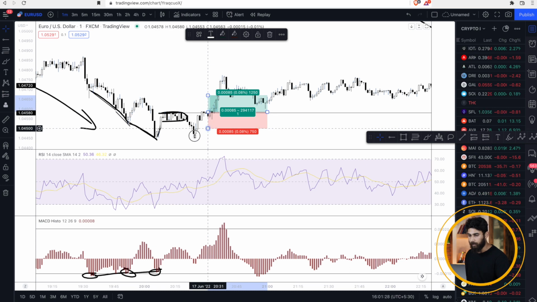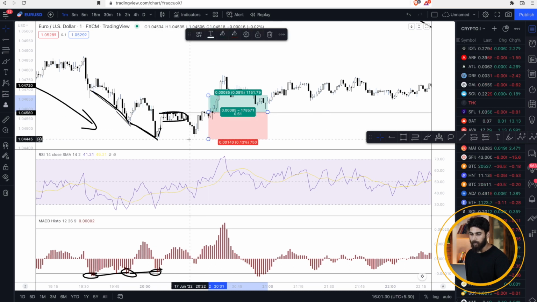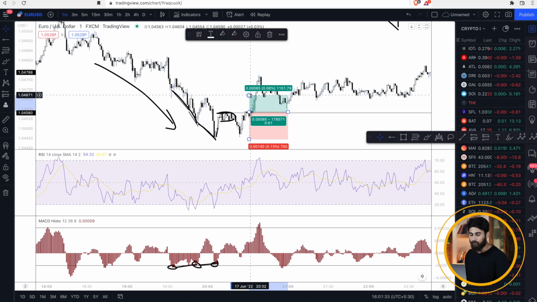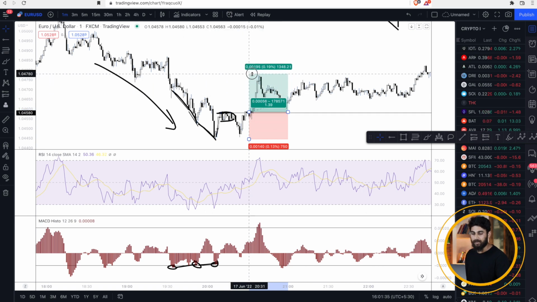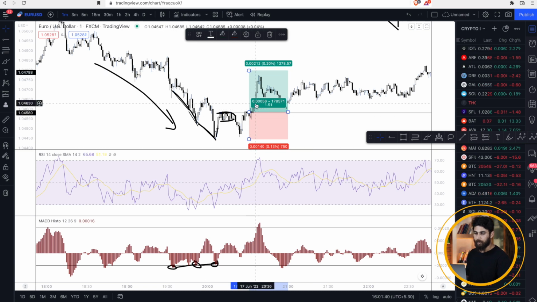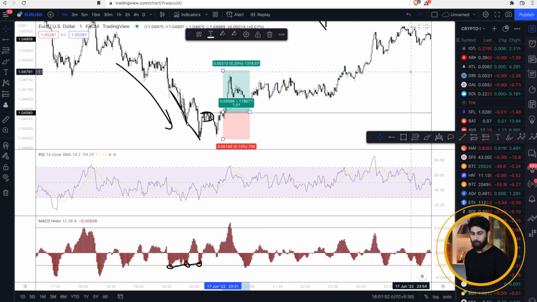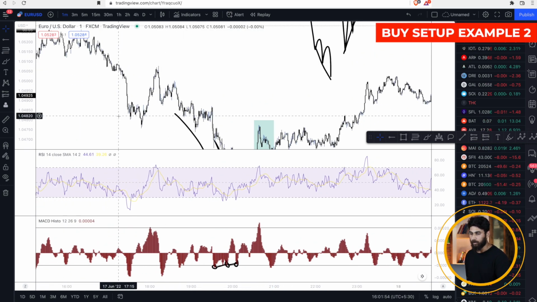Now your stop loss will be below this, and your take profit will be at a 1.5 risk to reward ratio, such that you get at least 1.5 risk to reward ratio. So if you could see here, the price broke out of it and then moved till exactly our level, that is 1.5. It gave us a risk to reward ratio of 1 to 1.5. Now let us take another example to understand the buy setup.